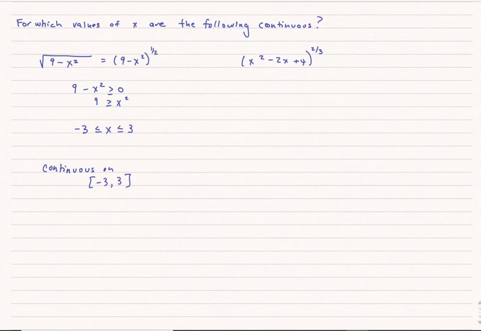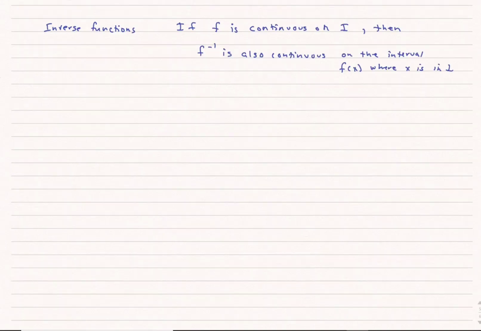The second example, instead of an even number in the denominator of the exponent, has an odd number. That means there is no limitation because I can take the cube root of a negative number. And in this case, I can just say it's continuous for all x. We can also say that an inverse function is also continuous on I if its parent function is continuous on I. We do have to watch out for what the interval is, because the inverse function might have a different interval, but it would be continuous on the f of x as long as x was in that interval.